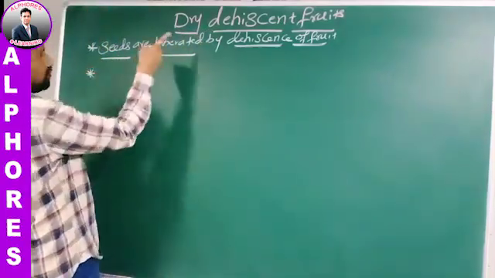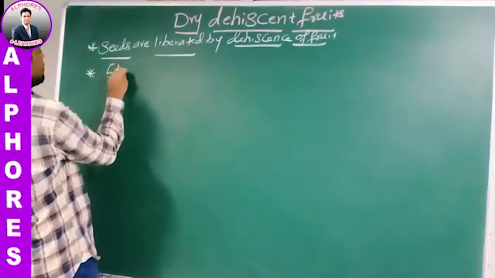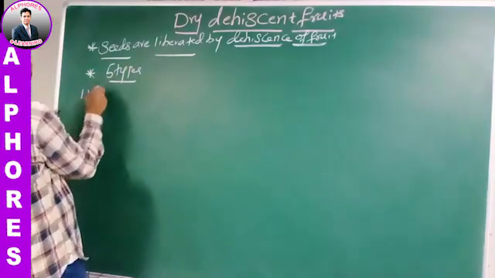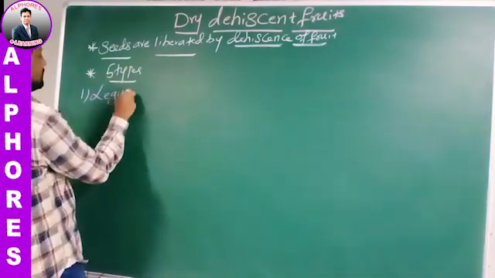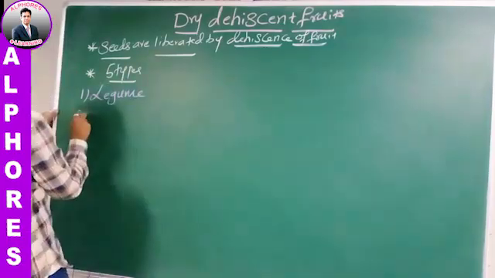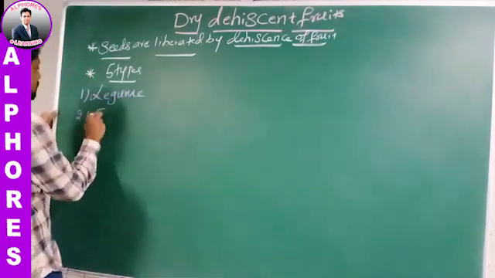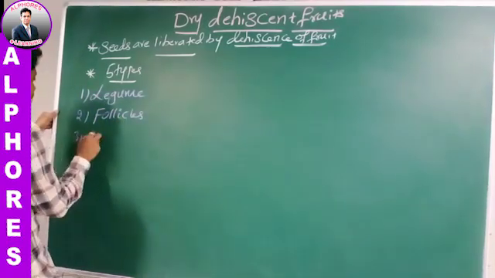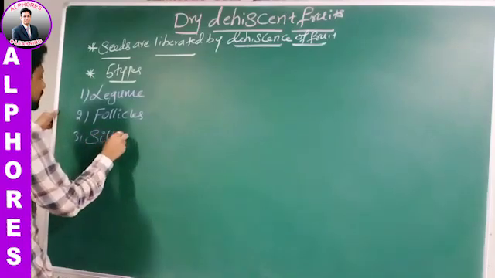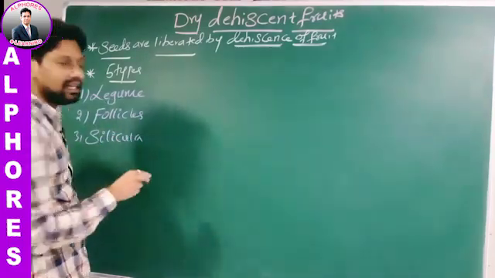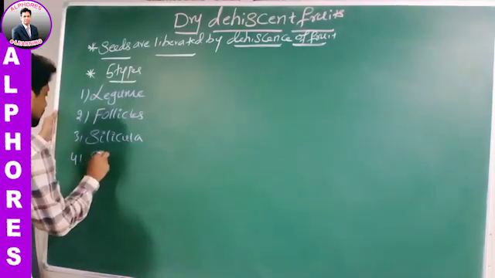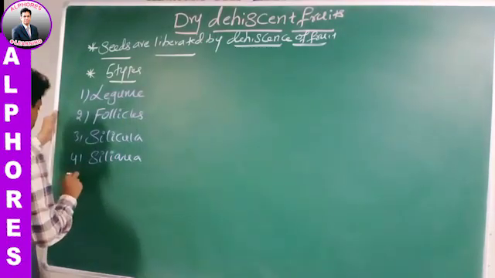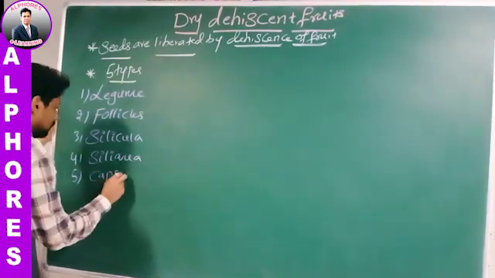Dry dehiscent fruits are of how many types? Dry dehiscent fruits are of 5 types. What are they? Number 1, legume. Second one is follicles. Third one is silicula. Fourth one is siliqua. Fifth one is capsule.